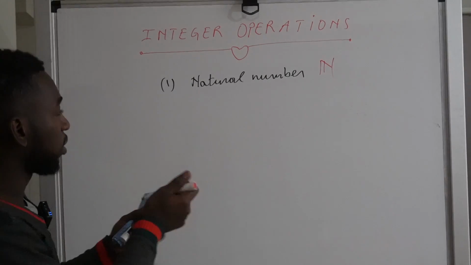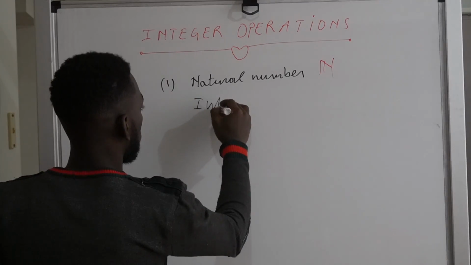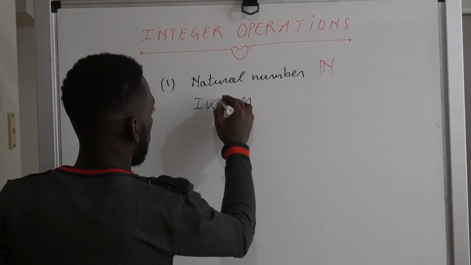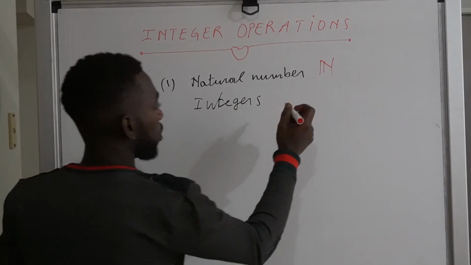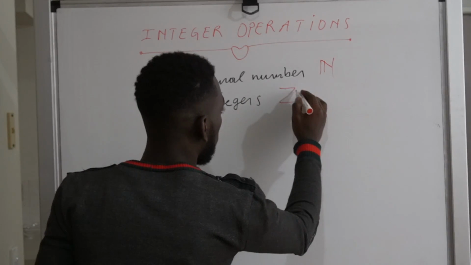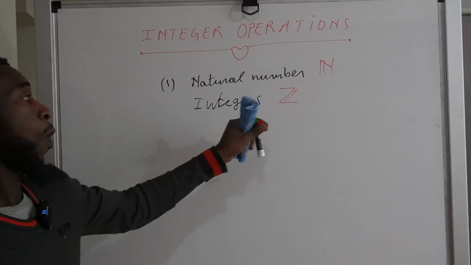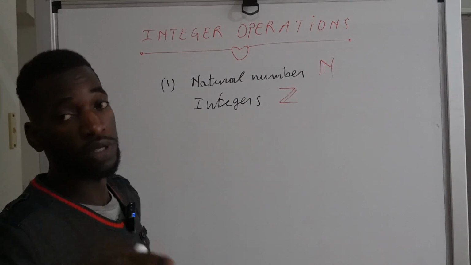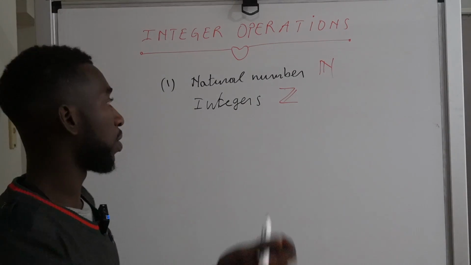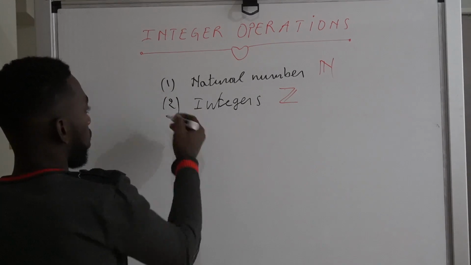However, integers. The symbol for integers is Z. This is the symbol that represents integers, or Z is a set of all whole numbers, positive and negative, right? So this was our number 2. We're going to stop here.